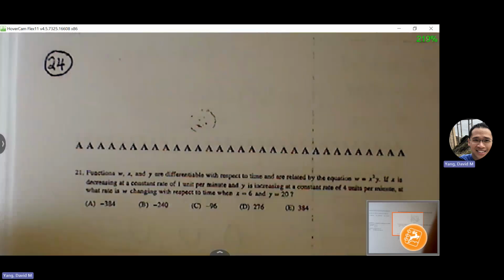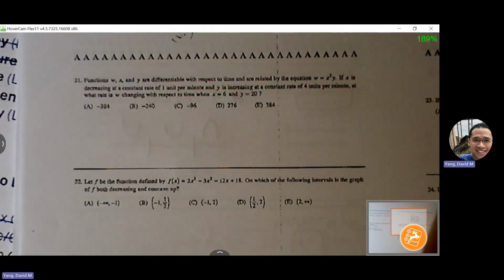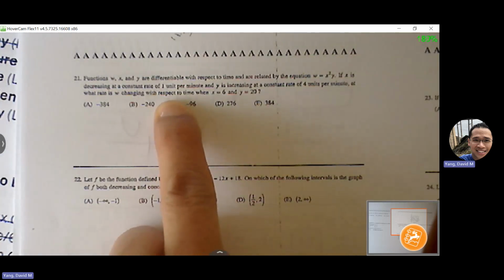All right, page 24. Functions w, x, and y are differentiable with respect to time, and we have w equals x squared y. If x is decreasing at a constant rate and y is increasing at a constant rate, what rate is changing with respect to time?